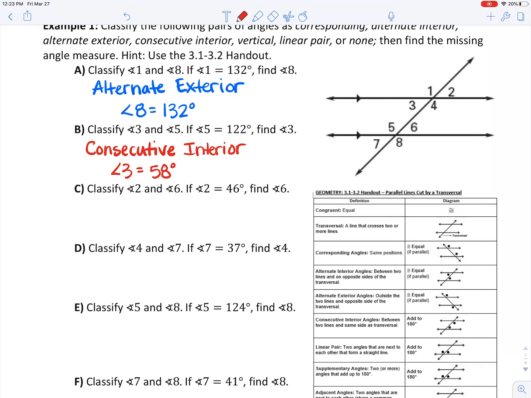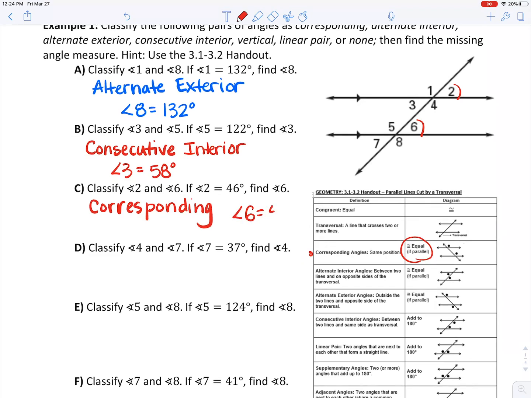All right, letter C, classify angle 2 and 6. So here's 2, here's 6. Looking at my handout, this looks like a pair of corresponding angles. They're in the same position. Corresponding. And according to my handout, I know that corresponding angles are equal. So if angle 2 is 46 degrees, that means that angle 6 is also 46 degrees.